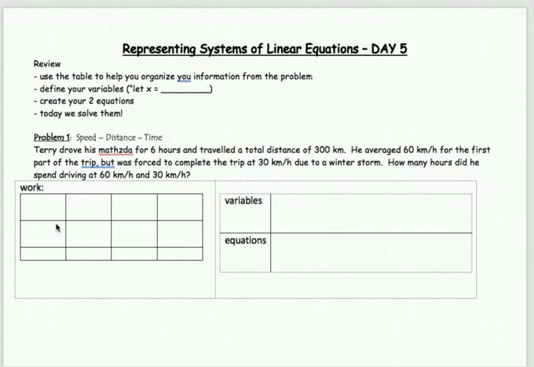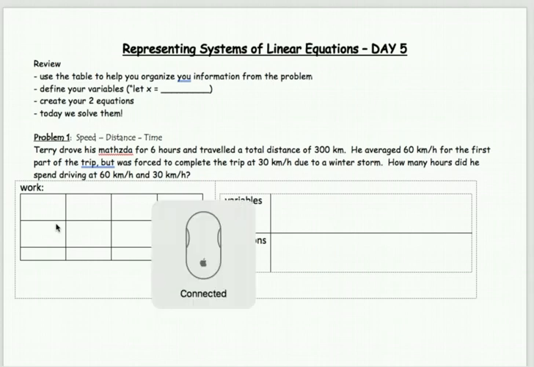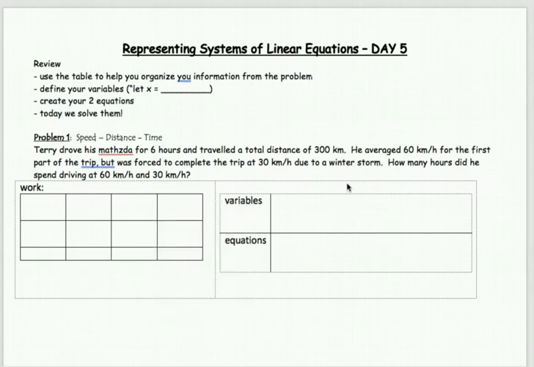So we have Terry driving a Mazda for 6 hours, and he traveled a total distance of 300 kilometers. He averaged 60 kilometers an hour for the first part of his trip, but was forced to complete the trip at 30 kilometers an hour due to a winter storm. How many hours did he spend driving at 60 kilometers an hour and 30 kilometers an hour?